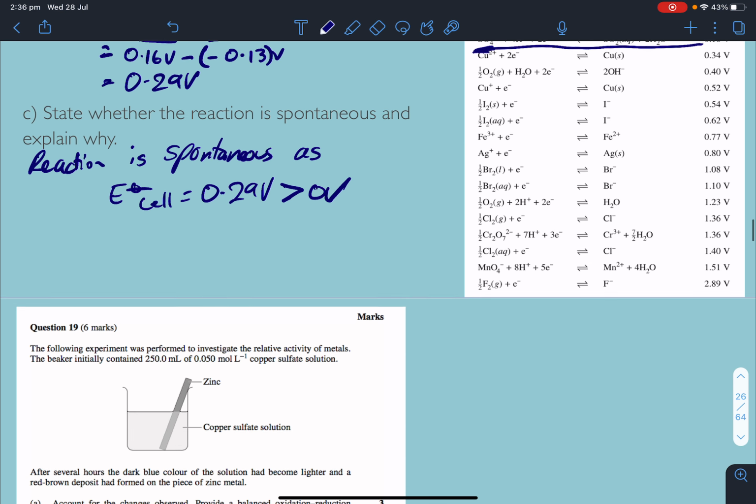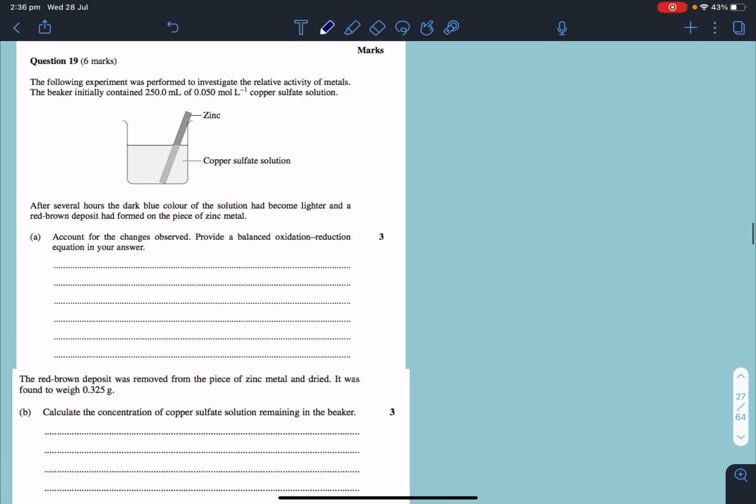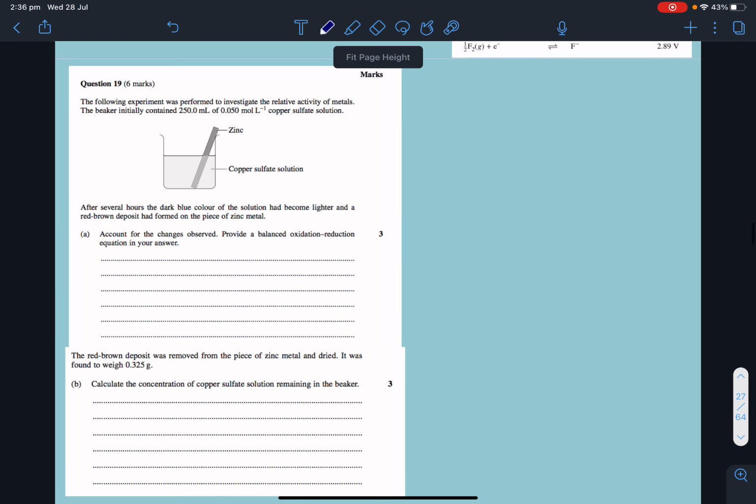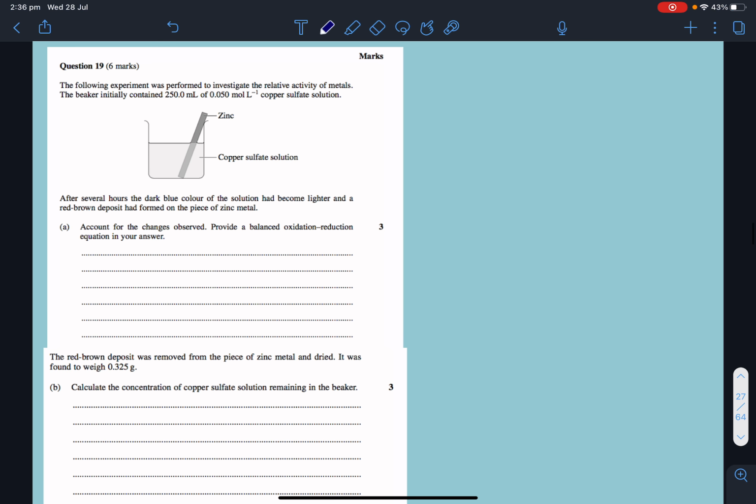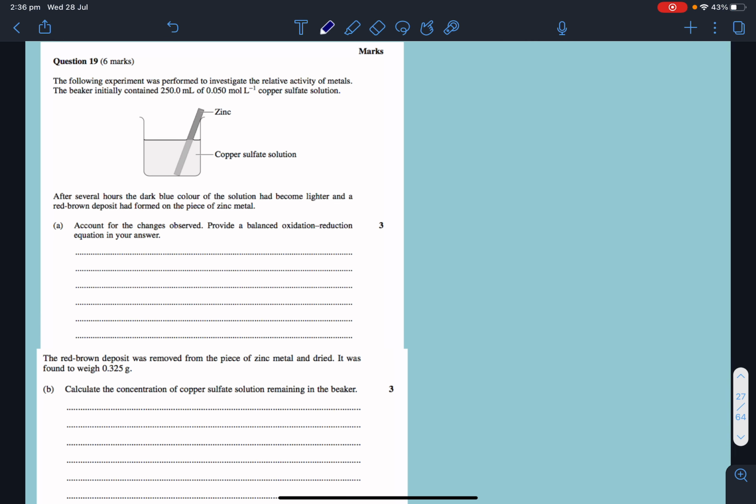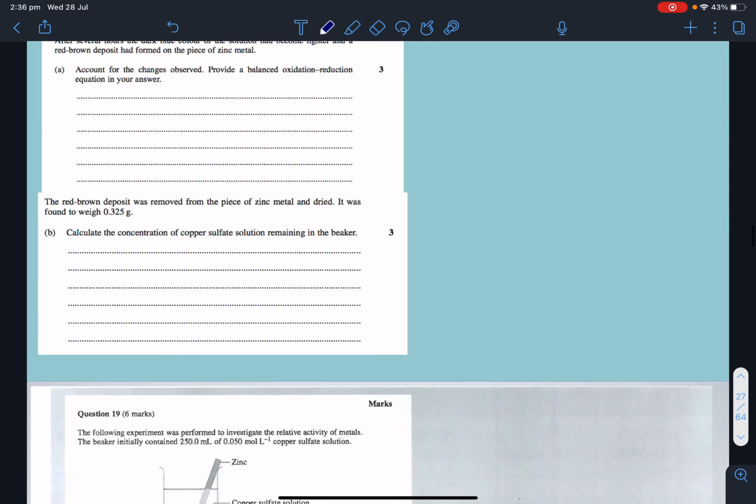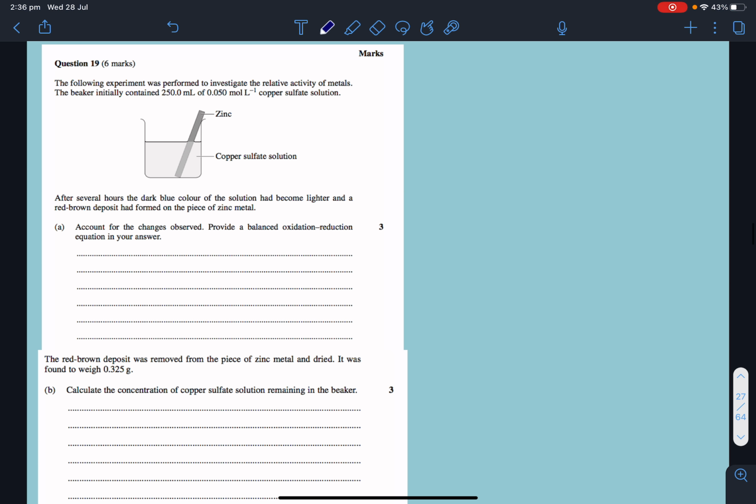Alright. One last example. I pulled up a past HSC question. It's not calculating the cell voltage though. Ah well, let's do it anyway. It's still putting into practice redox equations. Okay, the following experiment was performed to investigate the relative activity of metals.